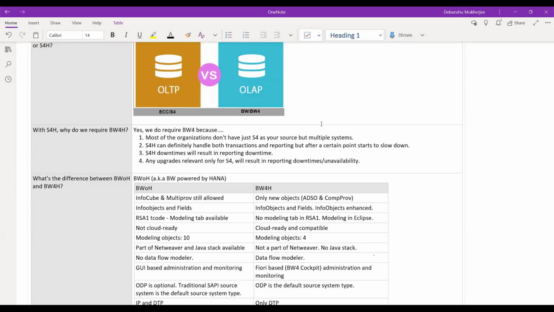BW4 is designed to collect from multiple systems. You cannot do that for S4. You cannot connect all your other systems to S4 and then ask S4 to do the reporting. S4 is not designed for that. Because a company has multiple systems, not just S4, you need a separate data warehouse which collects the data, consolidates the data, and presents it to the top management. So that is one of the most important reasons you still require BW4.